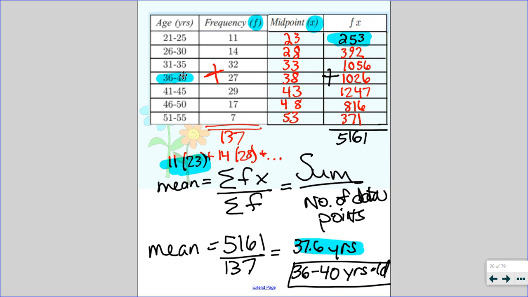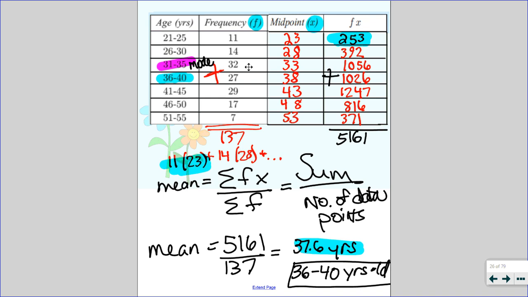If we take a look at this, we know our mode is going to be between 31 and 35. This is our mode, because that's where the majority of the people responded, in 31 to 35. You'll notice that's the highest number that got the most clicks on the survey, is this age range 31 to 35. So that's the mode.